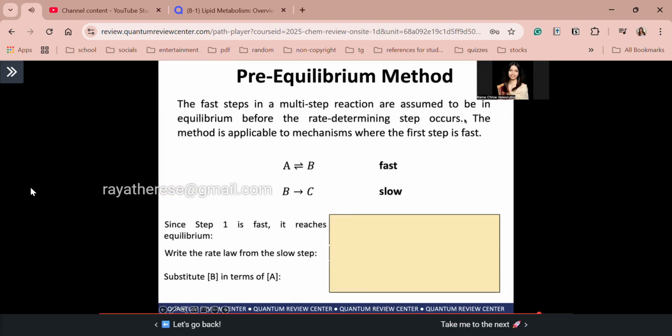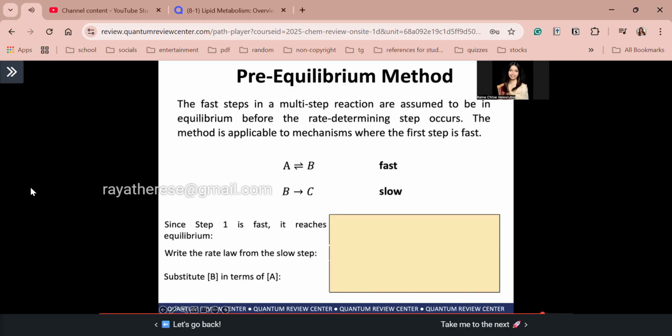Now, we have another approximation method called the pre-equilibrium method. The fast steps in a multi-step reaction are assumed to be in equilibrium before the rate determining step occurs. So it is also another technique that we use to simplify the rate law. Okay? So guys, our first step is fast and reversible, meaning they will reach equilibrium quickly. And the second step is slower, meaning it is the rate determining step. Okay, so how do we do this?